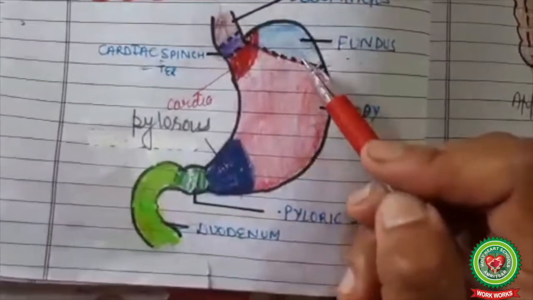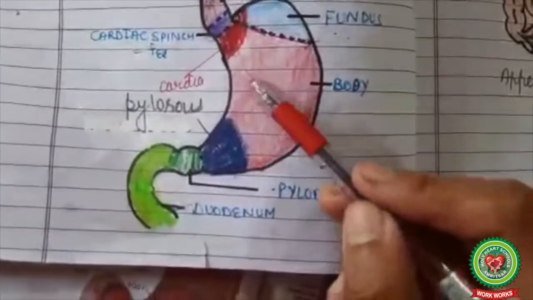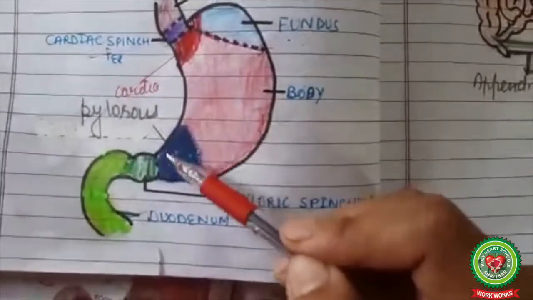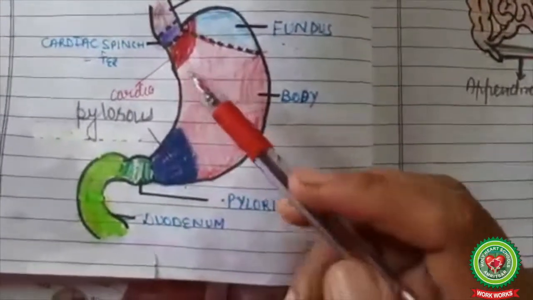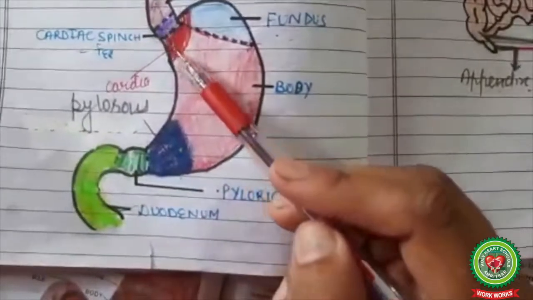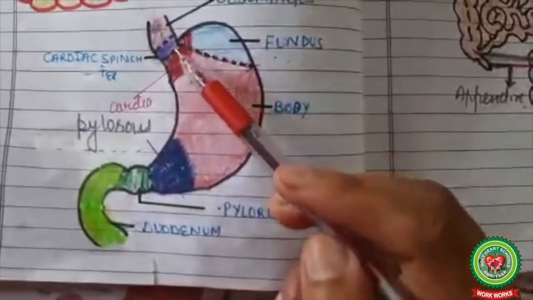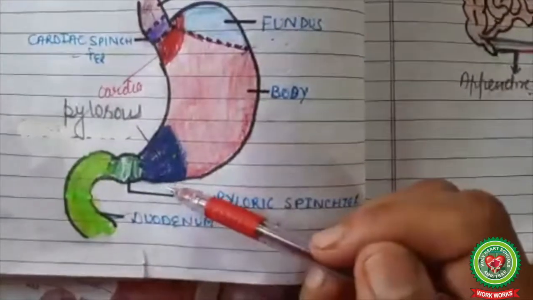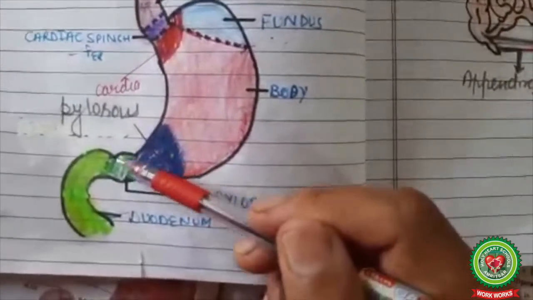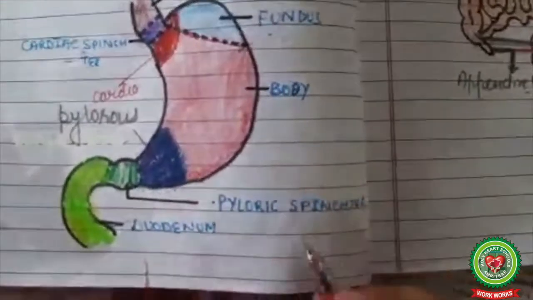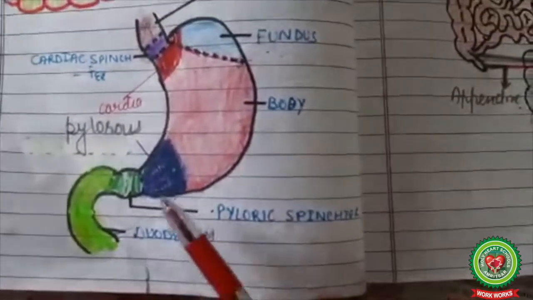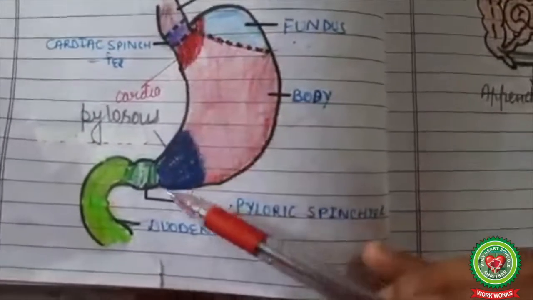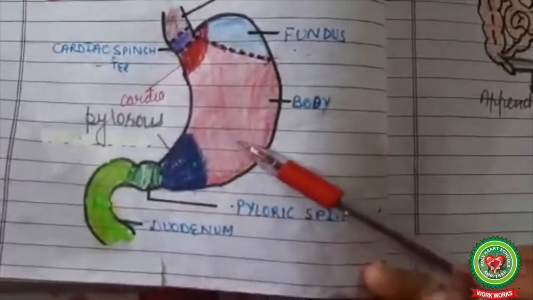This dome-shaped part is called fundus, the center portion is called body, and the last part is called pylorus. When food enters into the stomach, the cardiac sphincter gets closed. At the last, pylorus is also guarded by a valve. That valve is called pyloric sphincter. Once the food enters into the stomach, both sphincters get closed properly and the process of digestion starts.